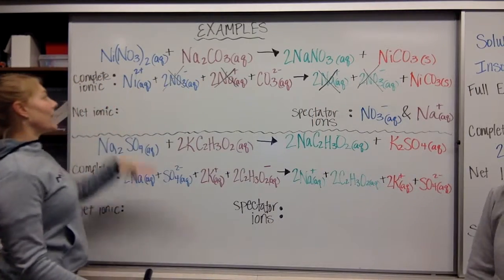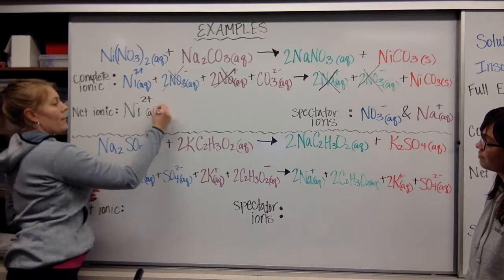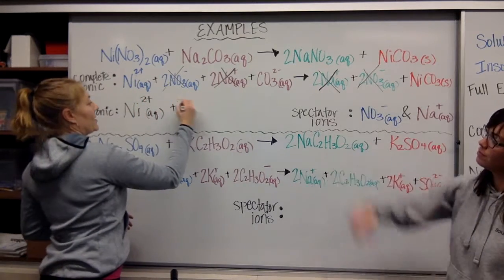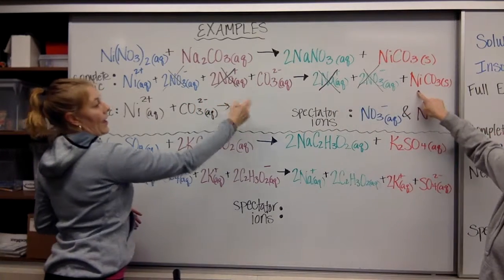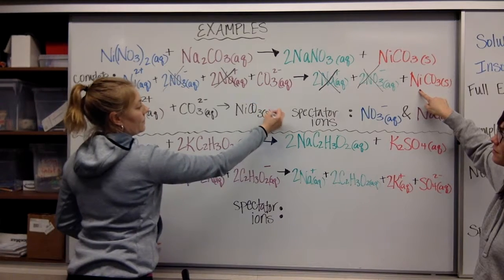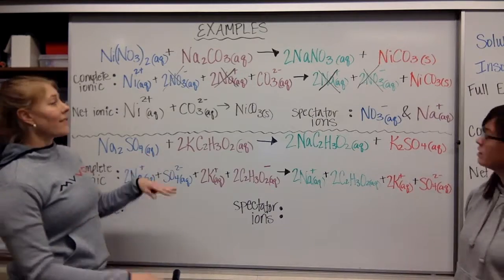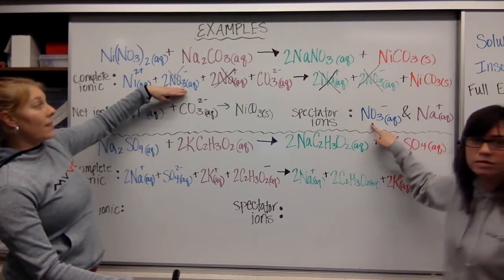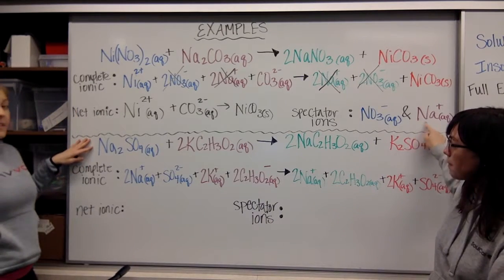All right, so what are we left with? We have nickel 2+, which is aqueous. We're left with carbonate, which has a 2- charge. It's also aqueous. And our solid over there, NiCO3. So that's what we're left with. Our spectator ions are the ones we crossed off, NO3 and Na.